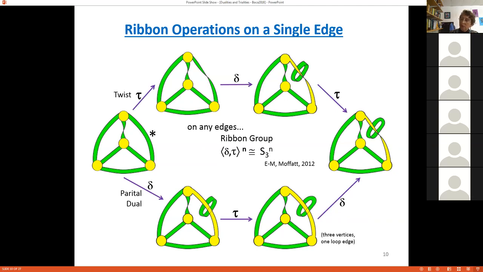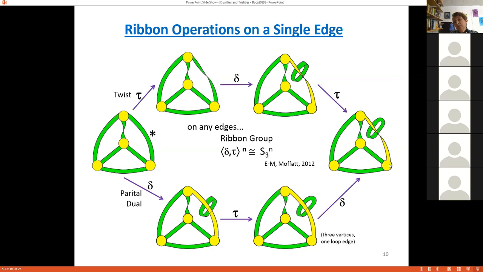Sort of like if you were doing the full dual, the new edge in the full dual would go from one side to the other side of the face. It would sort of run perpendicular to the original edge. You can think of this new green edge as running perpendicular to the original edge, but we're only doing one edge at a time. Okay, so you twist, you dual, you twist again.